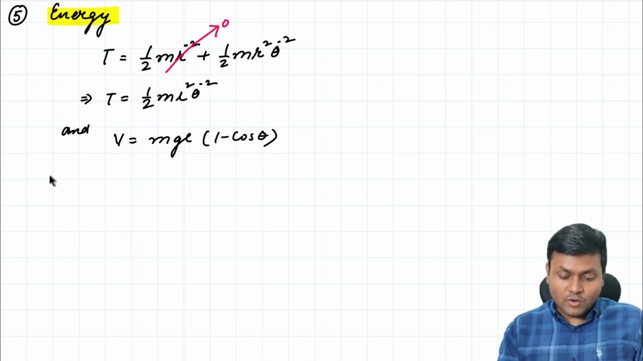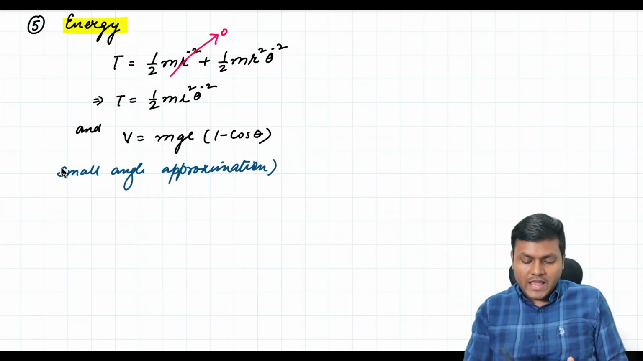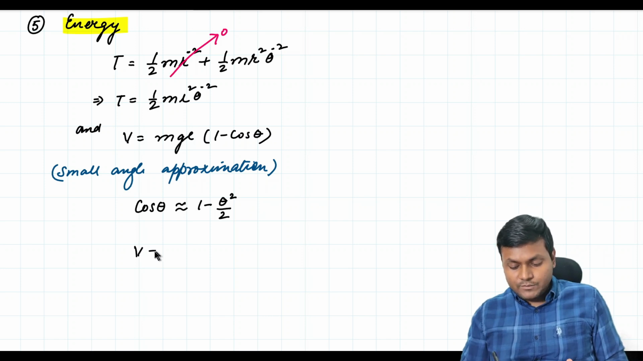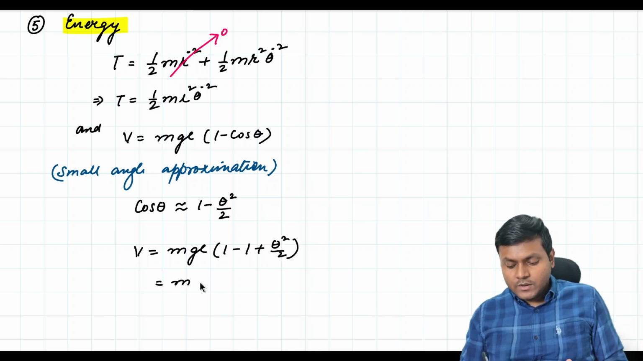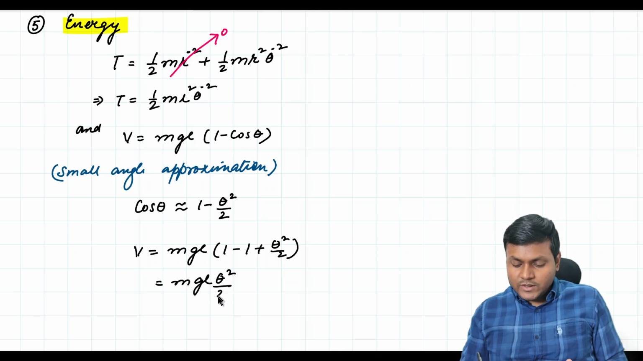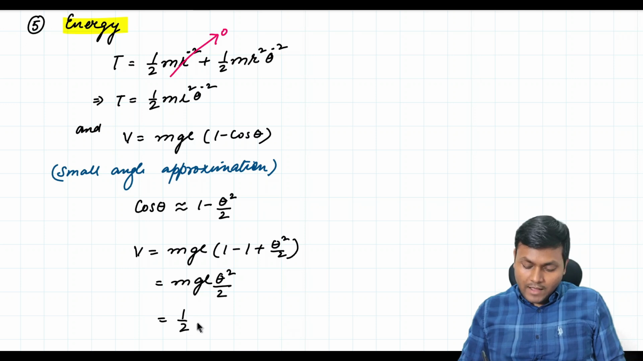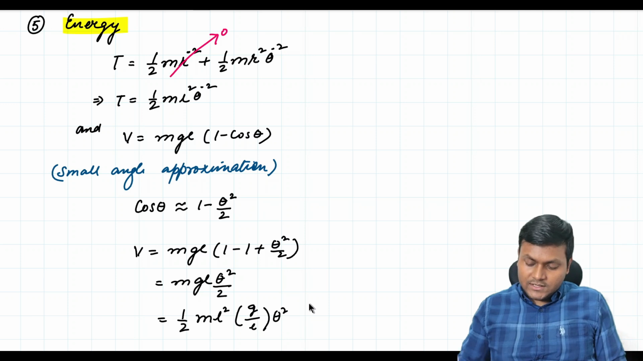If I apply the small angle approximation, cos theta can be approximated for very, very small angles as 1 minus theta square upon 2. If I substitute that in the potential, this simply becomes mgl(1 minus 1 plus theta square upon 2), which is nothing but mgl theta square upon 2. This can be written in the form of half m l square into g upon L theta square.